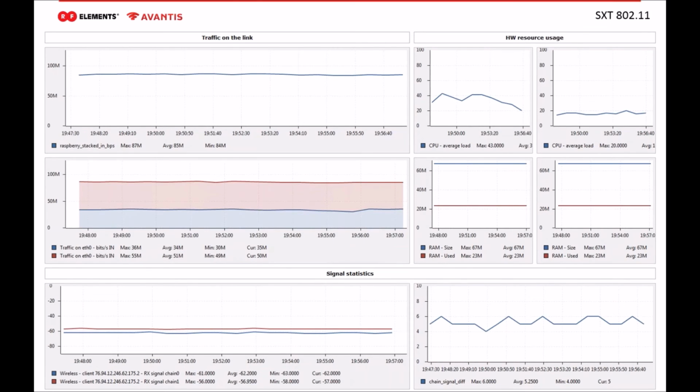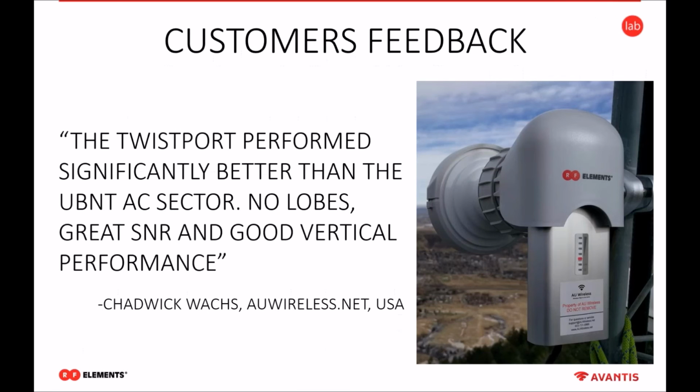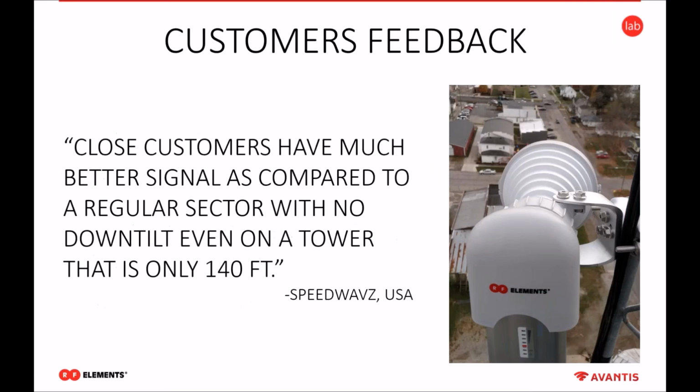This was the test that we did as a manufacturer, but I would also like to share with you a few feedbacks from customers. They already tried our symmetrical sector antenna, and here is how the performance was. This one is AU Wireless, a WISP from the USA, and they replaced an AC sector from Ubiquiti, and they were very pleased with the performance of the symmetrical sector antenna, as you can read here.